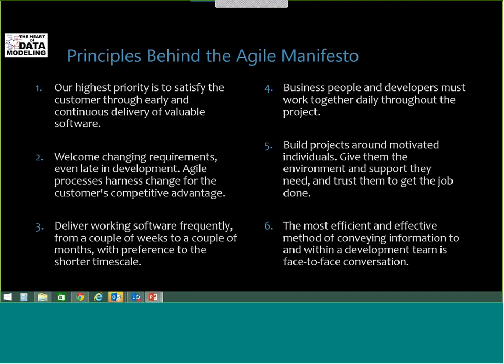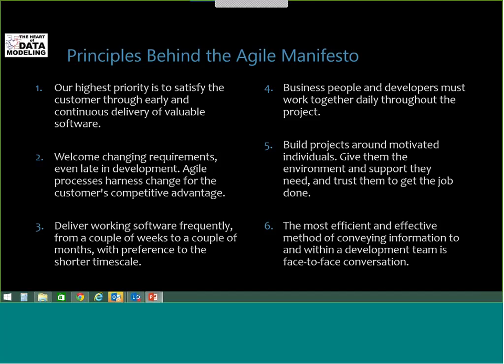We welcome changing requirements, even late in development. Agile processes harness change for the customer's competitive advantage. Well, that reflects a lot of the things that we talk about. There's a huge myth out there that data models, and therefore the database designs that come out of them, are tightly constrained, that it's impossible to change a data model or a database, and that we can't make design decisions in relational technologies that are flexible or find the right balance between flexibility and data quality. I think that's one of the biggest misunderstandings in a lot of the conflict happening in the changes in IT development.